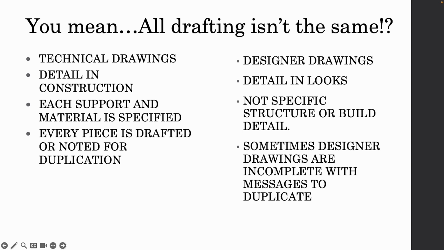So your technical drawings are detailed images of construction, specifying support and the material it's made of. And every piece is drafted and noted for duplication, kind of wanting to make sure you know how to precisely build something. While designer drawings are about details and looks. They're not specific on the structure or how you build that in detail unless it's important to the outer look. And many of those things, if it's not visible or not part of the pretty part, are up to the technical director's discretion to change.